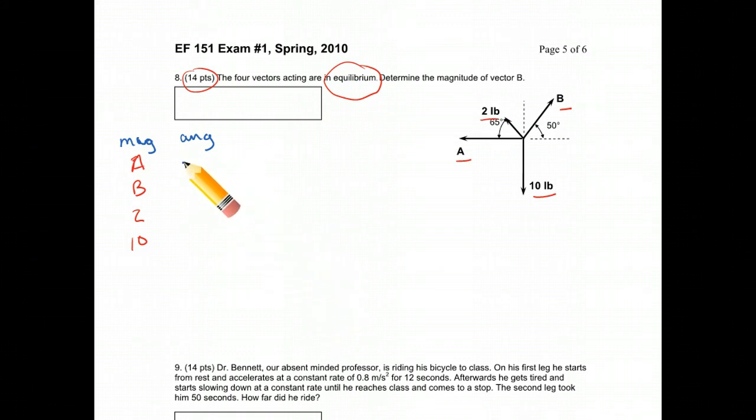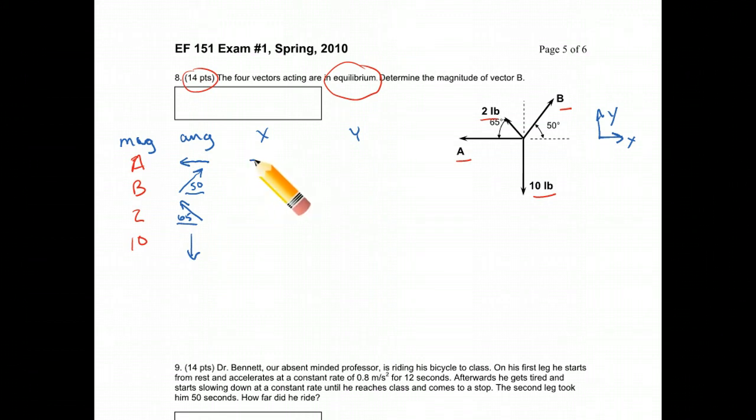A is to the left, and now's a good time probably to show that we're using a standard coordinate system. So over there, B is going to be 50 degrees off of X. So I'll label that right there. The 2-pound is 65 off the negative X, and the 10-pound is straight down. X and Y.